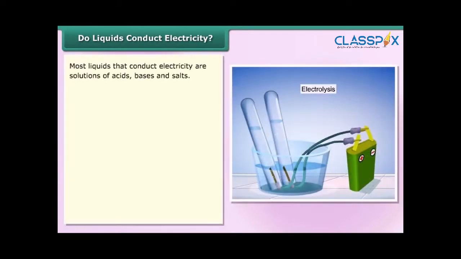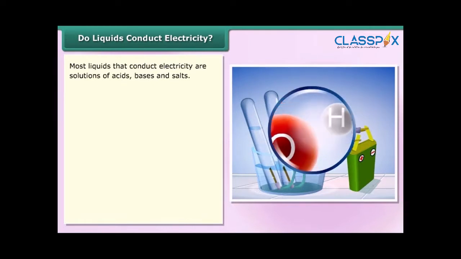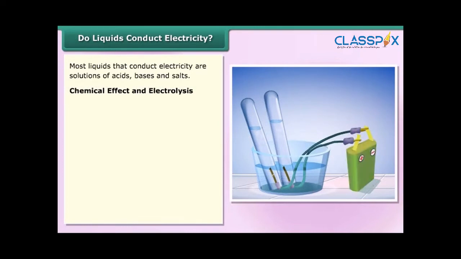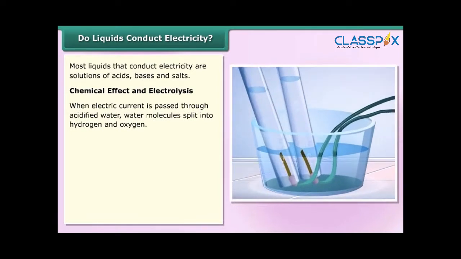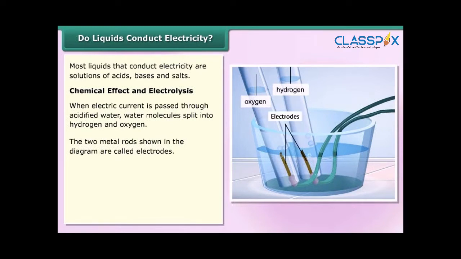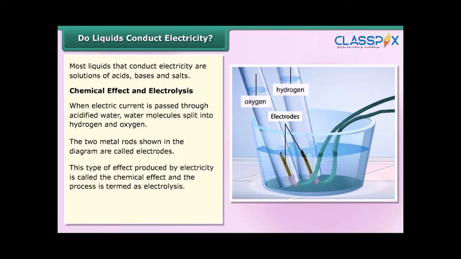Do liquids conduct electricity? Most liquids that conduct electricity are solutions of acids, bases and salts. Chemical effect and electrolysis. When electric current is passed through acidified water, water molecules split into hydrogen and oxygen. The two metal rods shown in the diagram are called electrodes. This type of effect produced by electricity is called the chemical effect, and the process is termed as electrolysis.